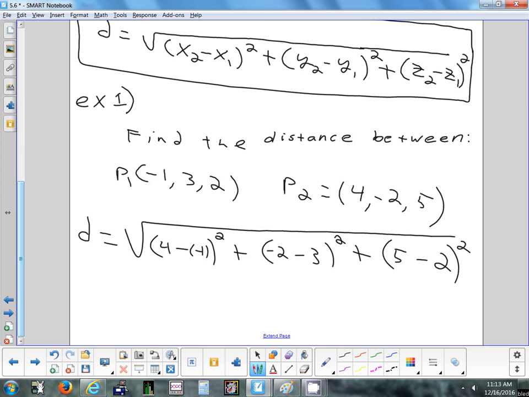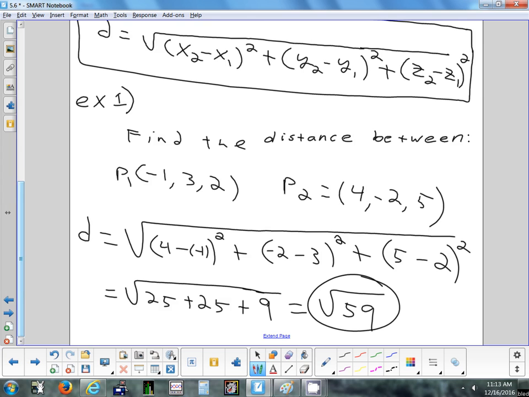John, what's 4 minus negative 1? 5. And if you square it, 25. Brian, how about negative 2 minus 3? That would be -5. Yep. And if you square negative 5? 25. 25 again. And the last one, 5 minus 2 is 3, squared gives me 9. So Katrina, what's going to be my distance here? The square root of 59. That's the exact distance between the 2 points.